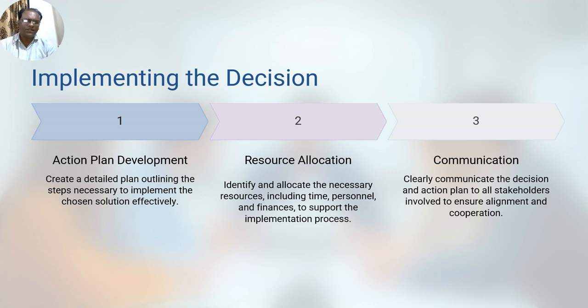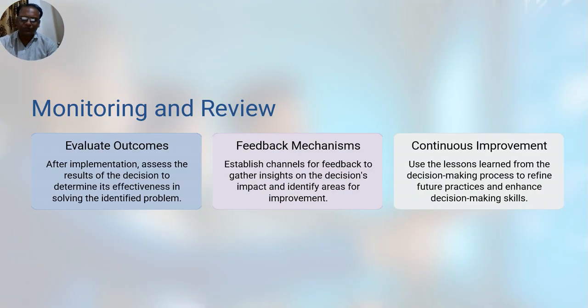Now, implementing the decision. Action plan development: create a detailed plan outlining the steps necessary to implement the chosen solution effectively. Second, you have to allocate the resources: identify and allocate the necessary resources, including time, personnel, and finances, to support the implementation process. Lastly, clearly communicate the decision and action plan to all stakeholders involved to ensure alignment and cooperation.